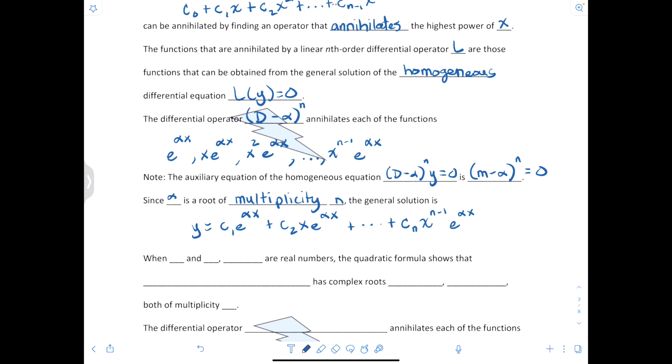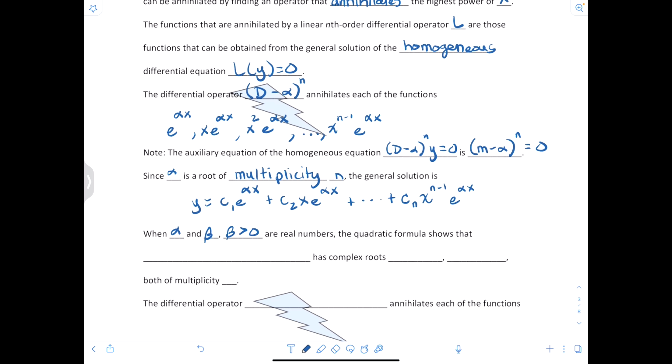Cool, cool? Okay, when alpha and beta, where beta is greater than 0, are real numbers, the quadratic formula shows that (m squared minus 2 alpha m plus alpha squared plus beta squared), all of that raised to the n, has complex roots alpha plus i beta and alpha minus i beta, both of multiplicity n.